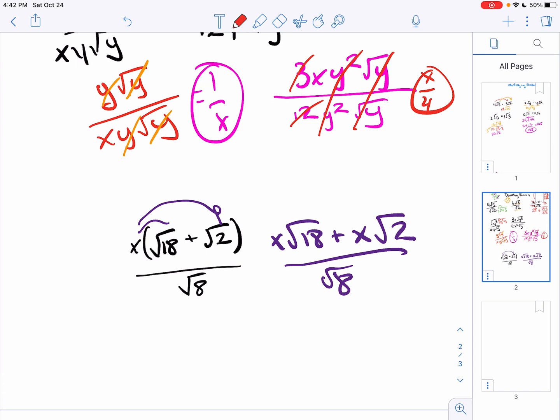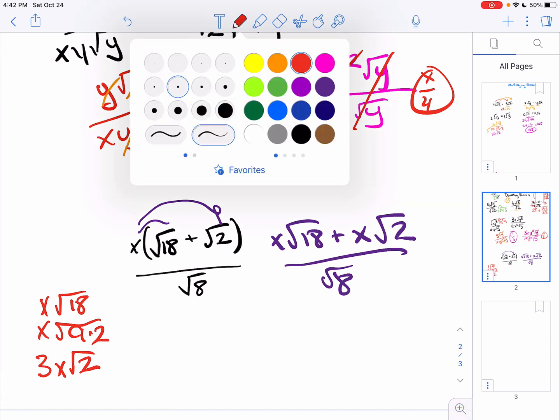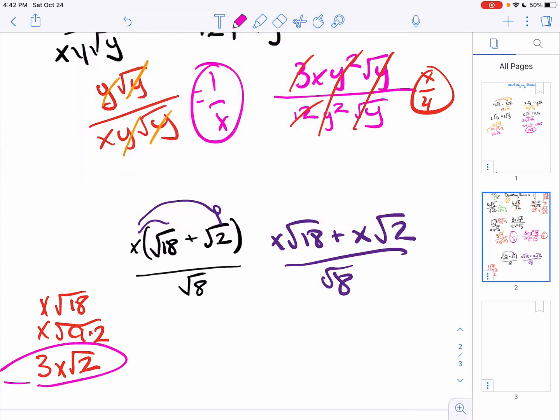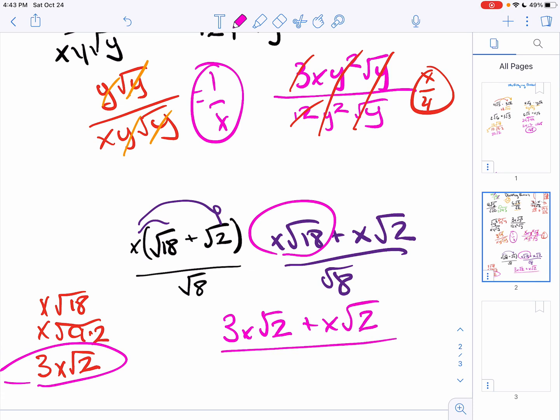So I actually have to change x radical 18 to x radical 9 times 2. The 9 comes out as a 3. So now I have 3x radical 2. So now that is going to be in place of x radical 18. I did it on the side so I don't get confused. So that's going to go into here. So I have 3x radical 2 plus x radical 2 over the radical 8 I can change. I have 4 times 2 inside the radical. The 4 comes out as a 2 radical 2. So now I have this.